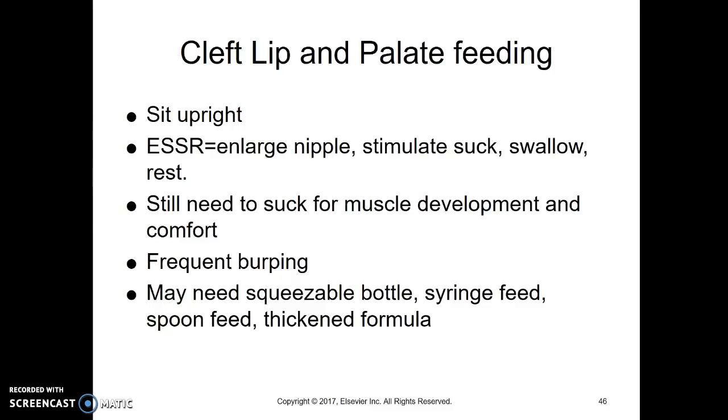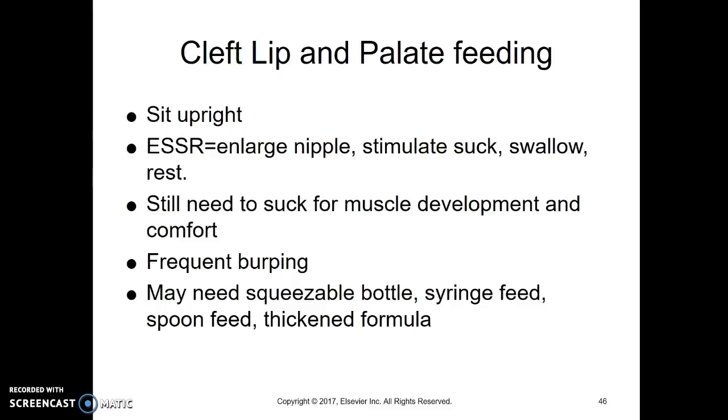They swallow more air than the average baby, so we've got to burp them more frequently. This is still a normal baby, and babies have a need to suck, so we want to make sure we are helping them meet that sucking need. That's important just for comfort as well as for muscle development of the mouth and to be able to chew and swallow and speak as they develop.